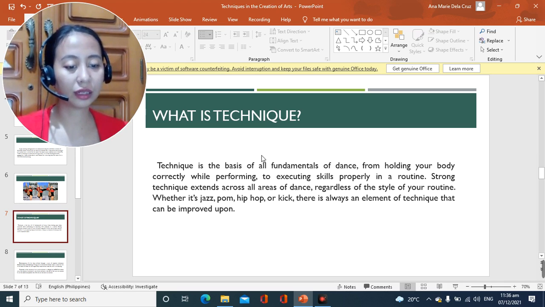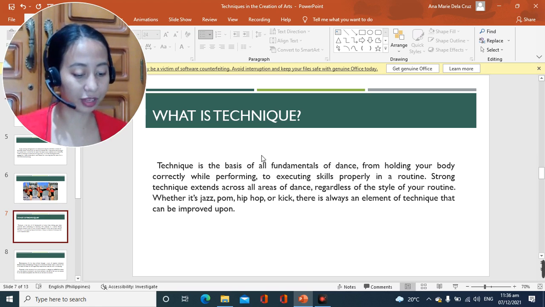To execute skills properly in a routine, this strong technique extends across all areas of dance, regardless of the style of your routine. Whether it's jazz, hip-hop, or kick, there is always an element of technique that can be improved upon.